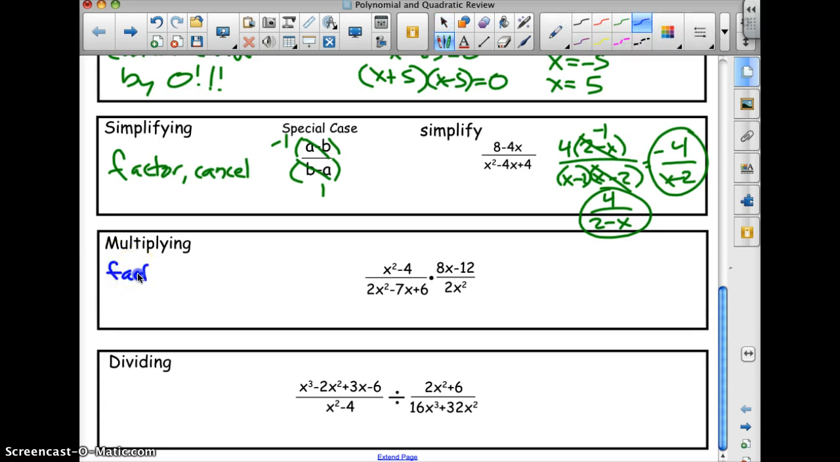All right, multiplying. What you want to do is factor and cancel. Okay, factor and cancel. And that is any top with any bottom. I could cancel up and down, I can cancel diagonally, okay? It's just any top with any bottom. That's the difference of two perfect squares. This one here is hard to factor, so I'm going to leave that for a second, all right?